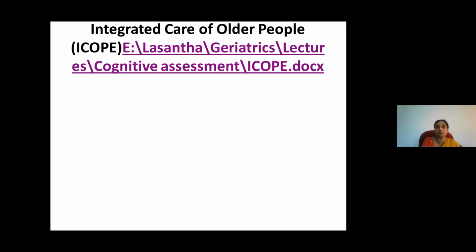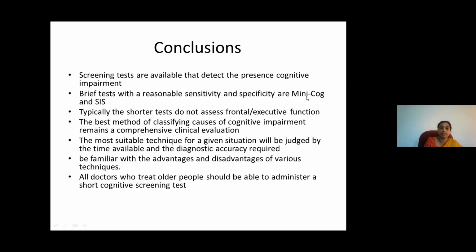That is the last part of my presentation. Then I will draw these conclusions. Screening tests are available for the presence of cognitive impairment. I have discussed many. There are many thousands of validated tools, but I could not discuss everything. Brief tests with reasonable sensitivity and specificity include the Mini-Cog, which is a good test, as I discussed. Typically, shorter tests do not assess frontal executive functions, but brief tests are important for screening purposes.